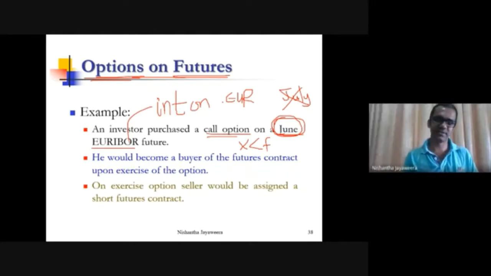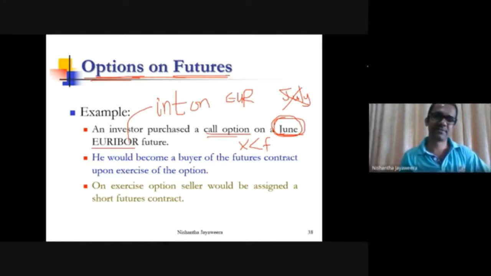No, even if you don't exercise your option, if futures price goes up, definitely the value of the option also increases. However, on the expiry date, you will get that gain. But if futures price has gone down, you book only your premium as a loss.